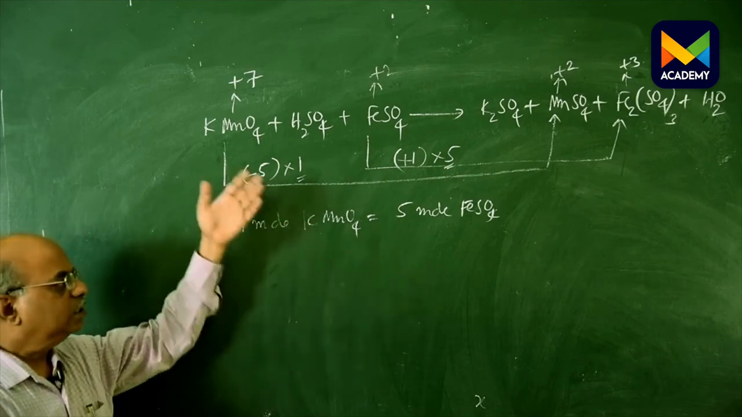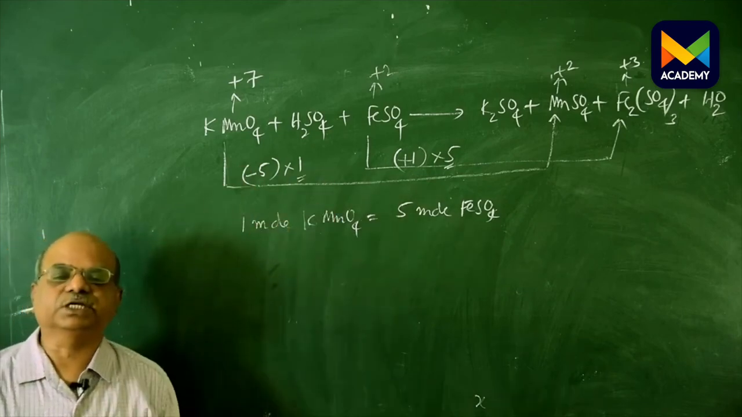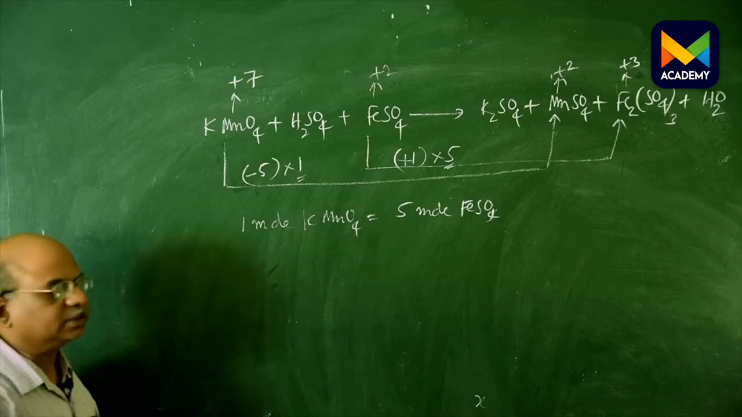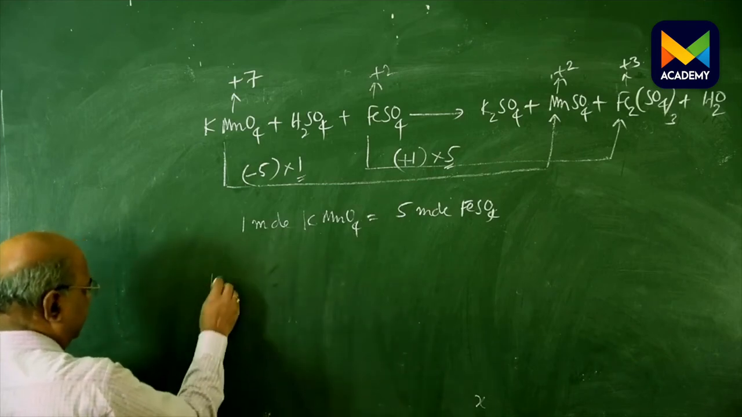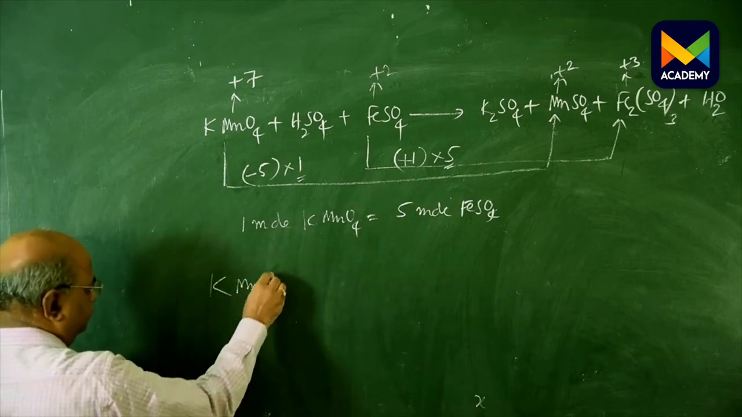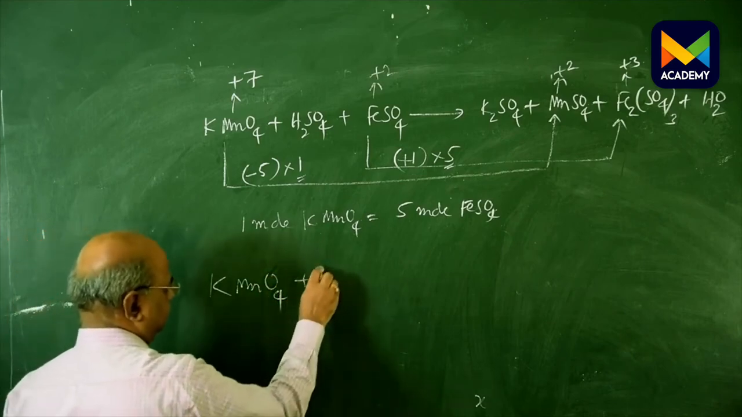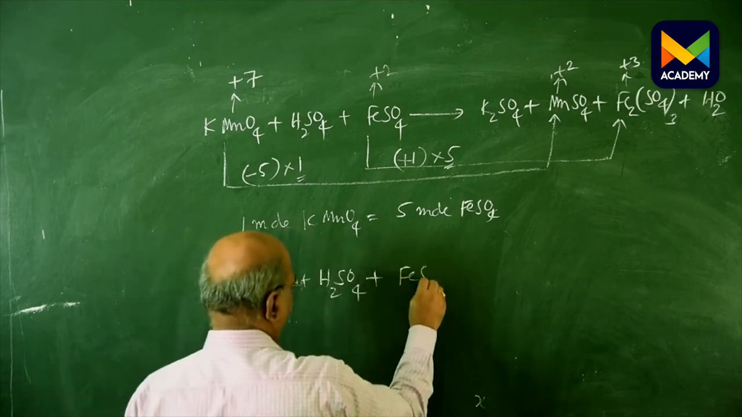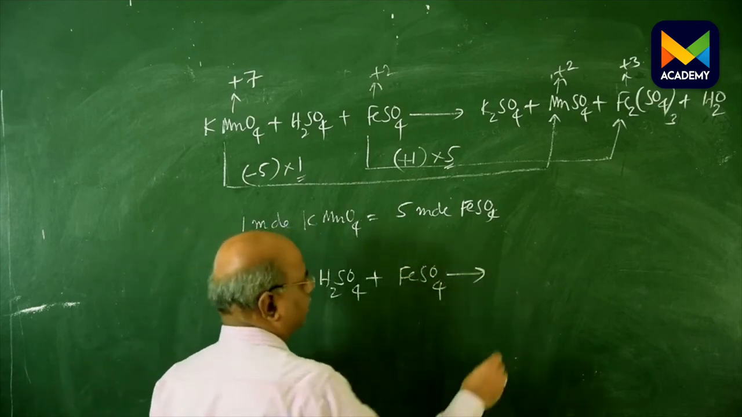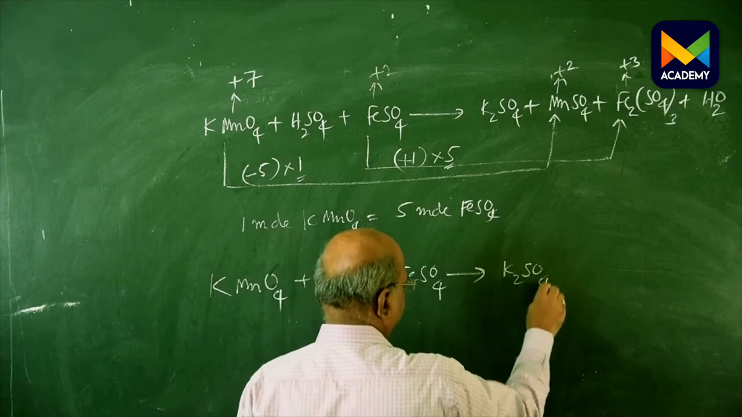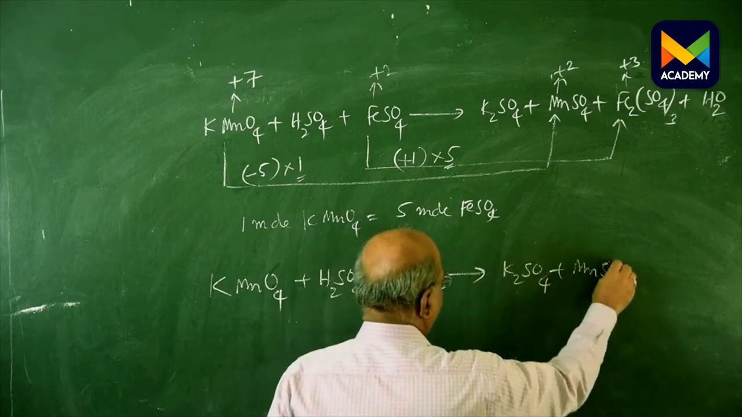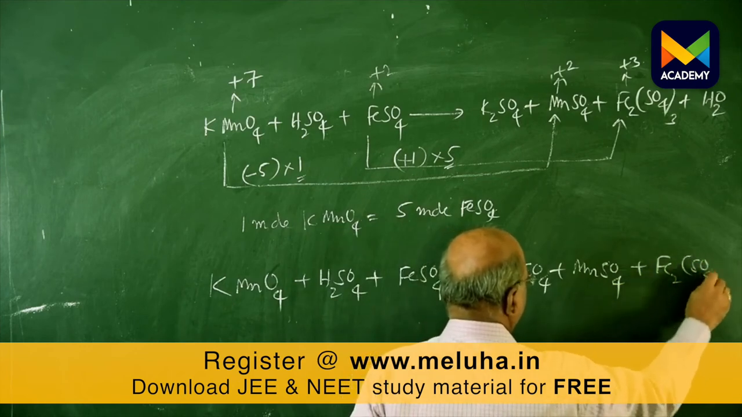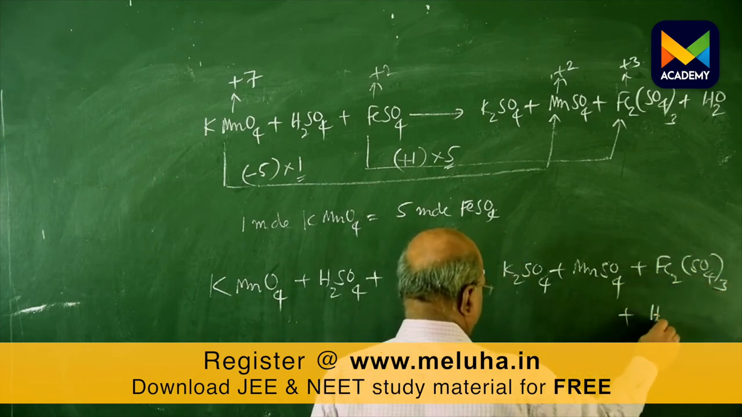Second level question: using this mole ratio you have to balance the equation, and the mole coefficients in the balanced equation may be the next possible question there. Let us write once again the equation. So KMnO4 plus H2SO4 plus FeSO4 giving potassium sulfate, manganese sulfate, ferric sulfate plus water.